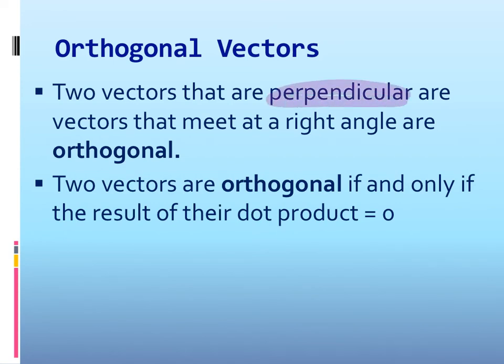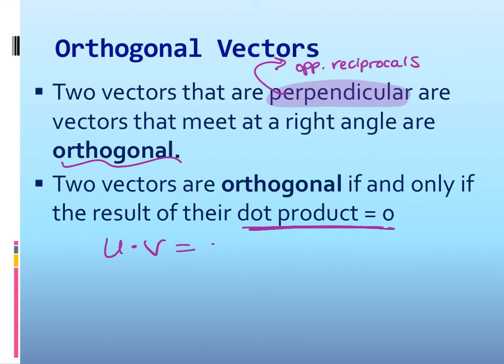The first is to know that they're perpendicular. And if you remember, if you want to compare slopes of perpendicular lines, they have to be opposite reciprocals. So if you graph two lines, or two vectors, and you find that they're perpendicular, then you would know it's orthogonal. And the second is if the dot product is 0. So if I did u dot v and what I got from there was 0, then I would also know that this is orthogonal.